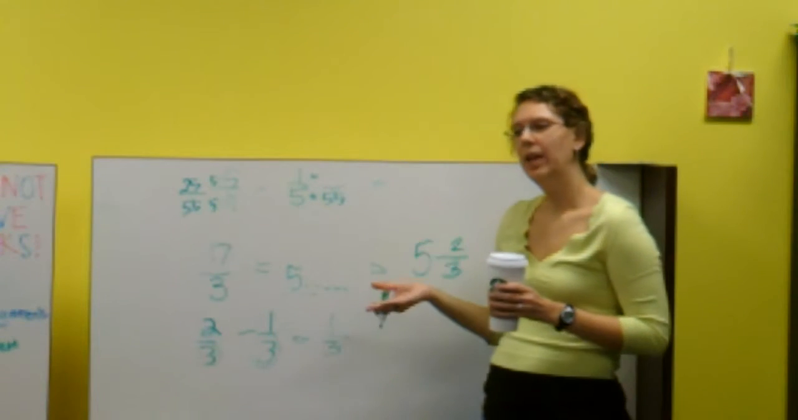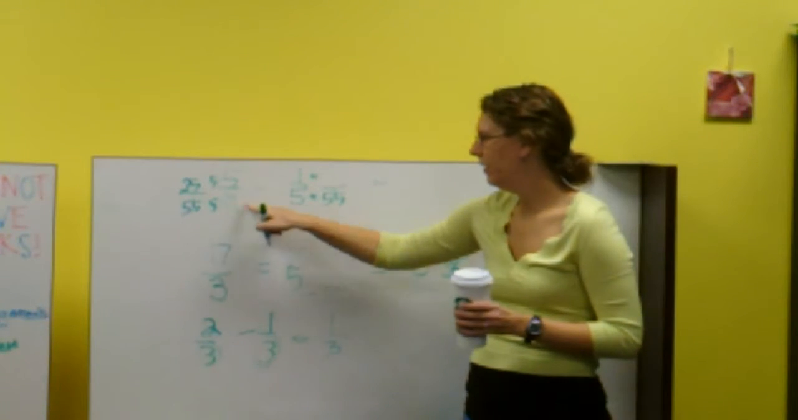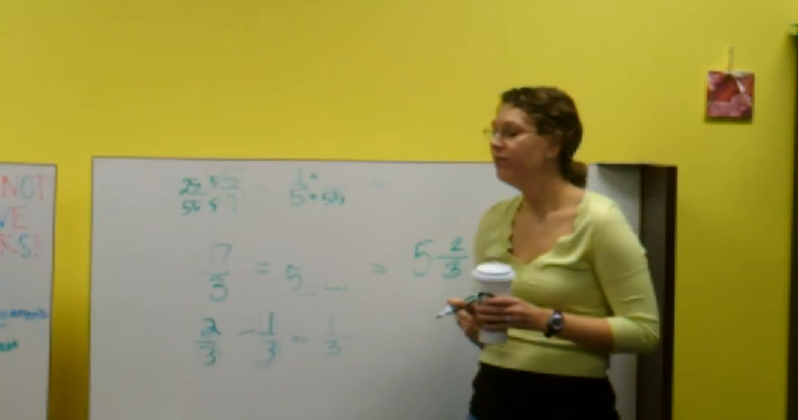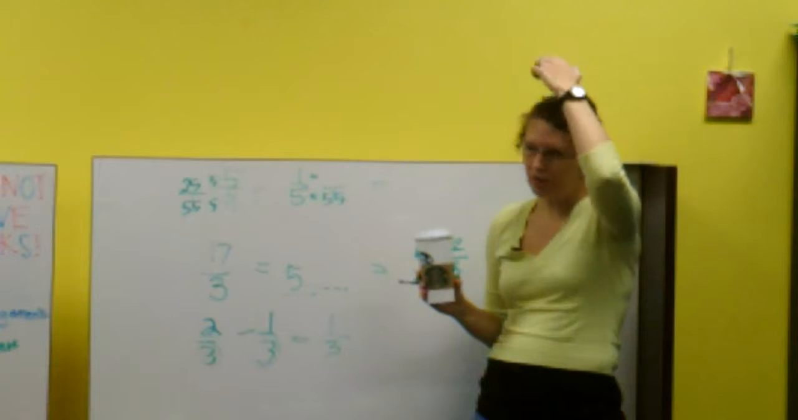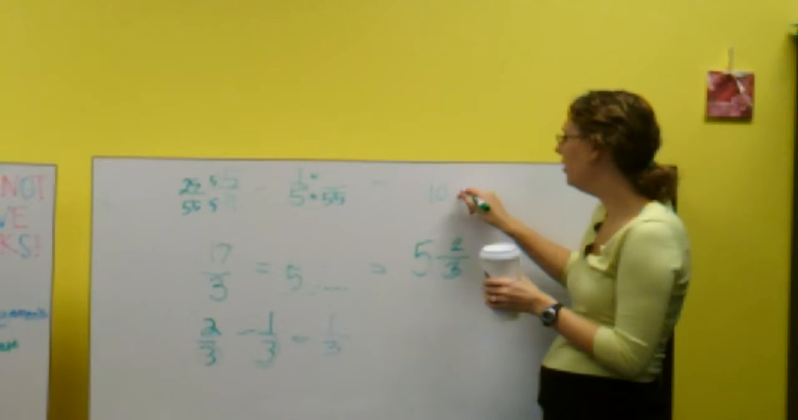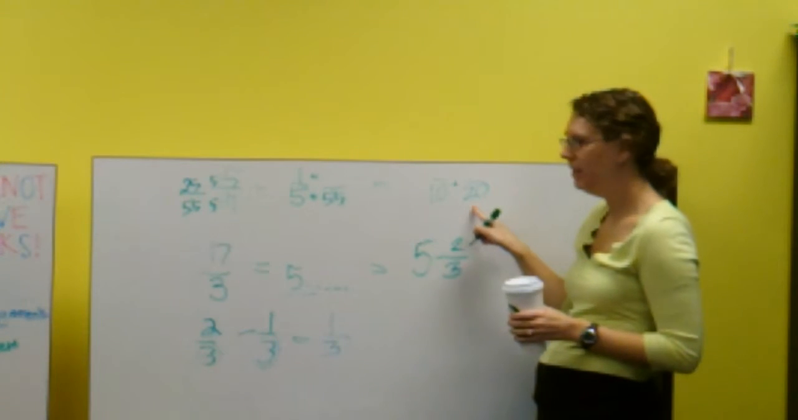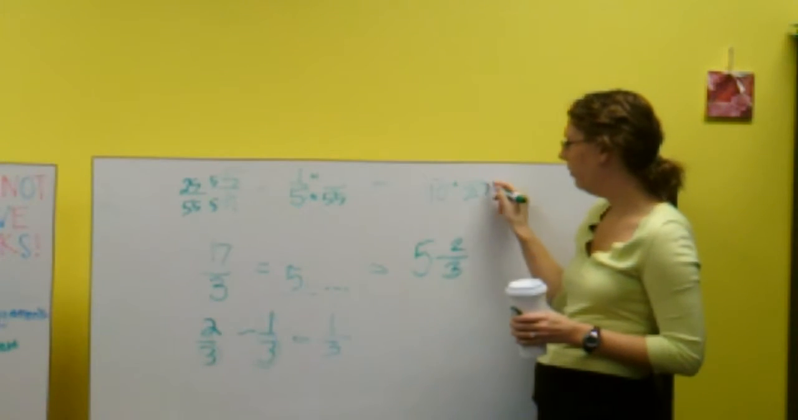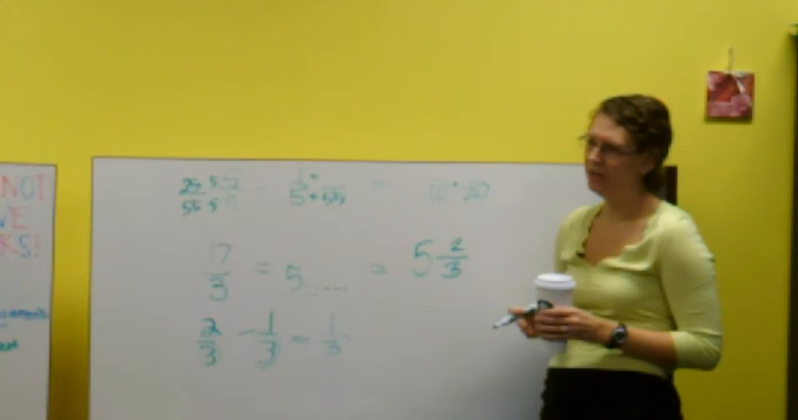Like 2 and 3, how did you figure out what the common denominator was? 2 times 3. Common denominator of 11 and 5, multiply them together, 55. Common denominator of 10 and 20 could be 200. Or, in a situation like that, you could just say, what do 10 and 20 have in common? You could just make this into 20. So you have to look at the bottoms that you're working with and figure out how you're going to be able to make them into the same denominator. Does that make sense?